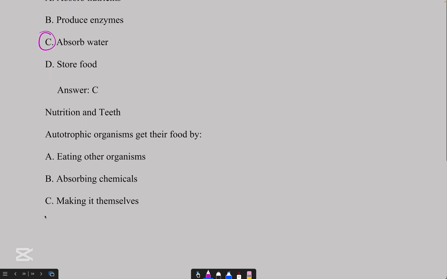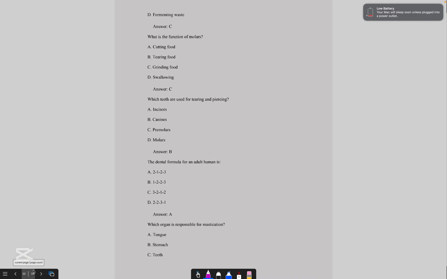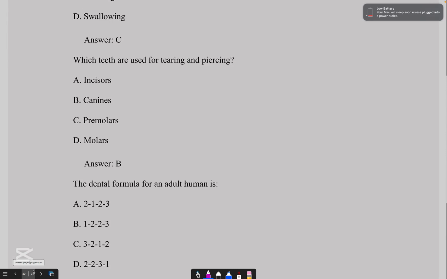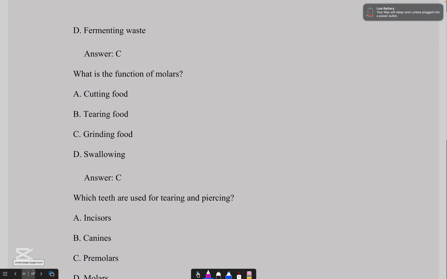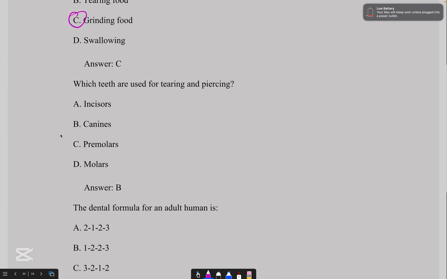Autotrophic organisms get their food by making it themselves. Are you getting it? Those that get their food by making it themselves are autotrophs. All right. What is the function of the molar? The molar is for grinding food. The teeth that are used for tearing and piercing are the canines.